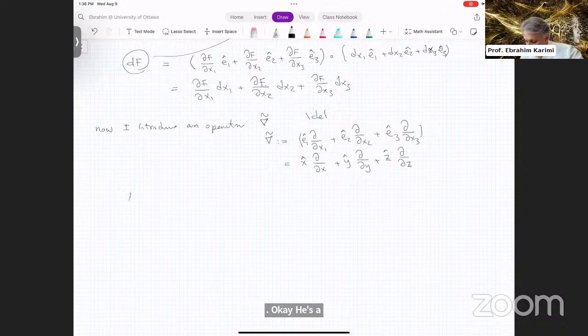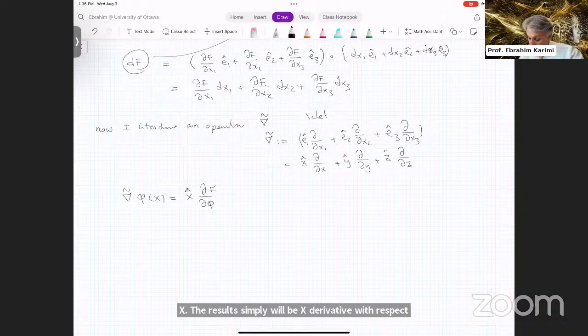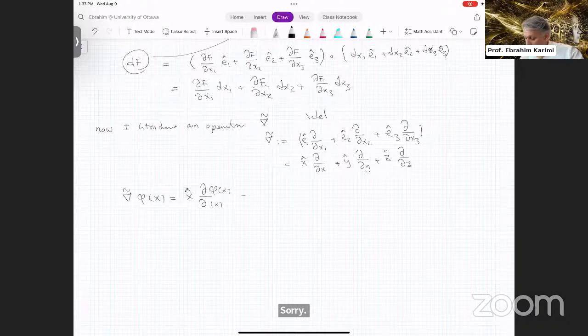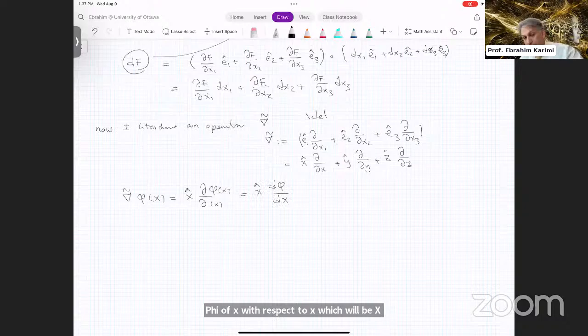So clearly the gradient of, let's say, phi of x, the result simply will be x hat derivative with respect to x of phi, which will be the full derivative now, phi of x with respect to x, which will be x hat d phi dx. So this is a vector along the x hat direction.